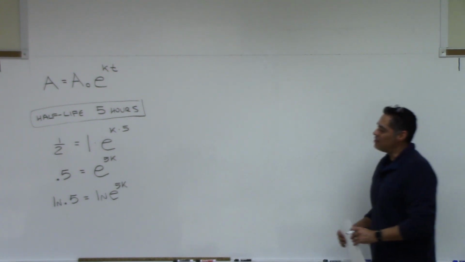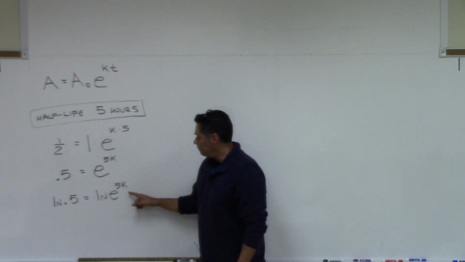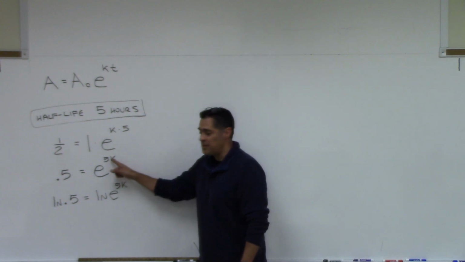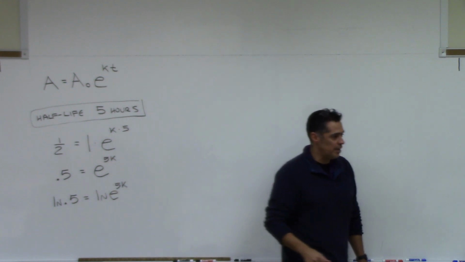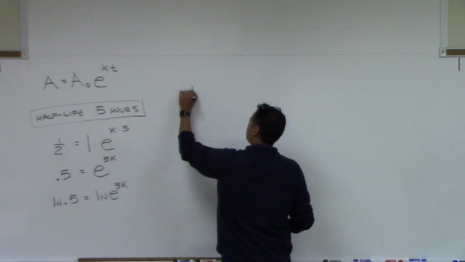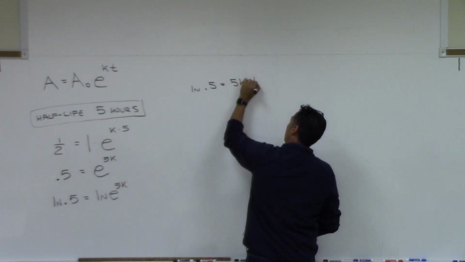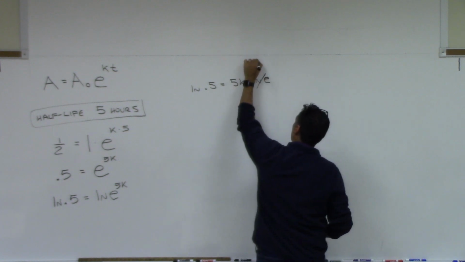Look, so let's finish this. Trying to drop this down. I need a log on both sides. Bring in the log. Left side drops down. 5k. Natural log e. Natural log e is 1.